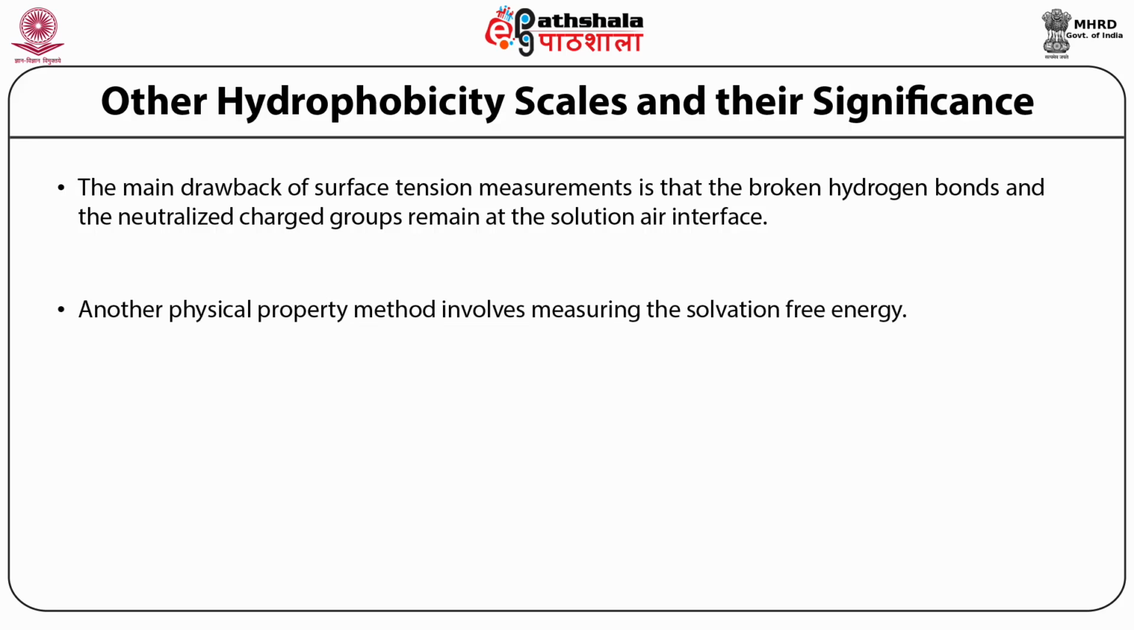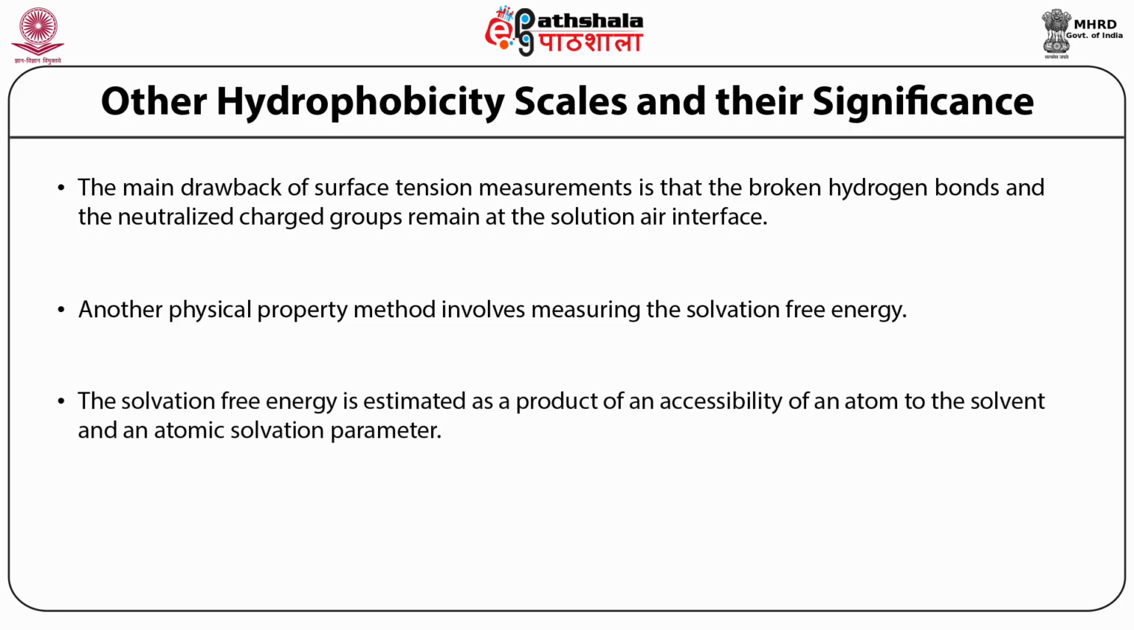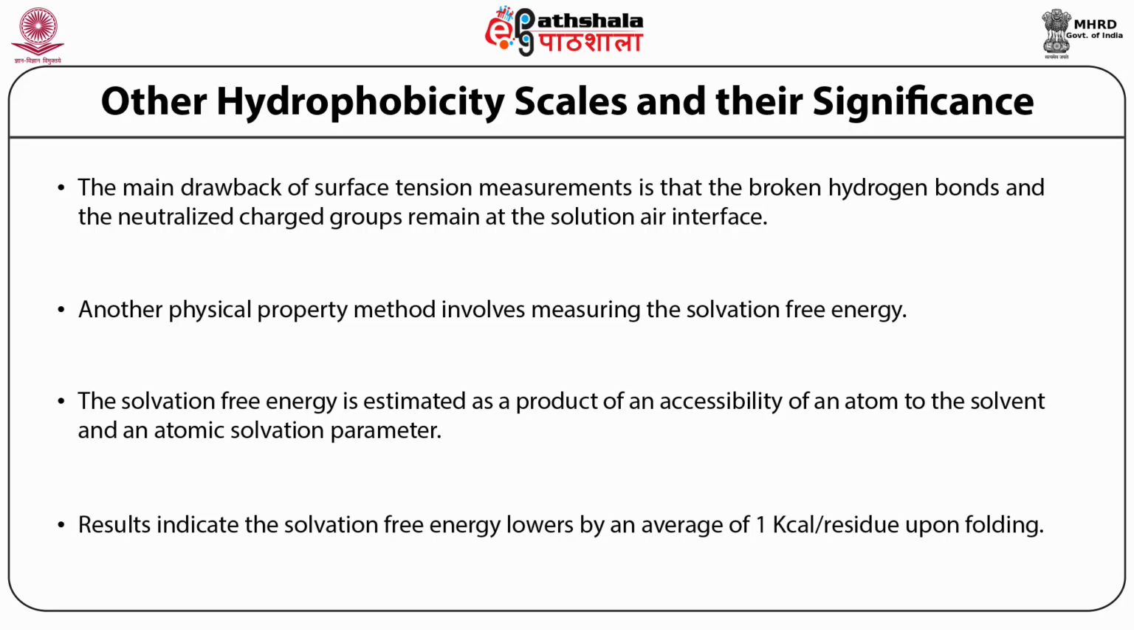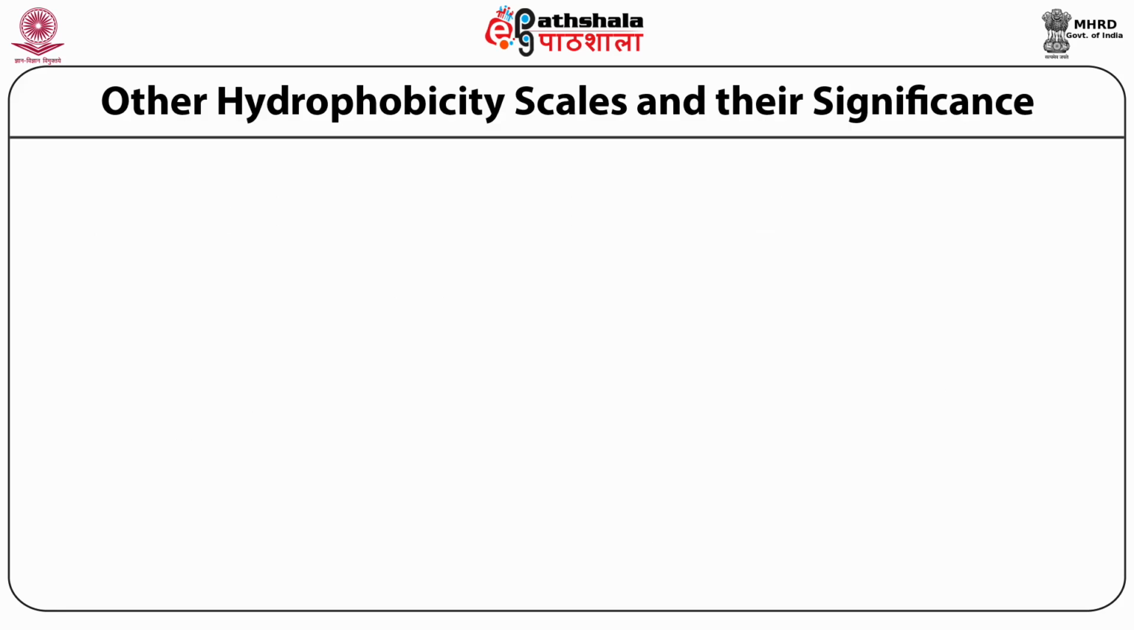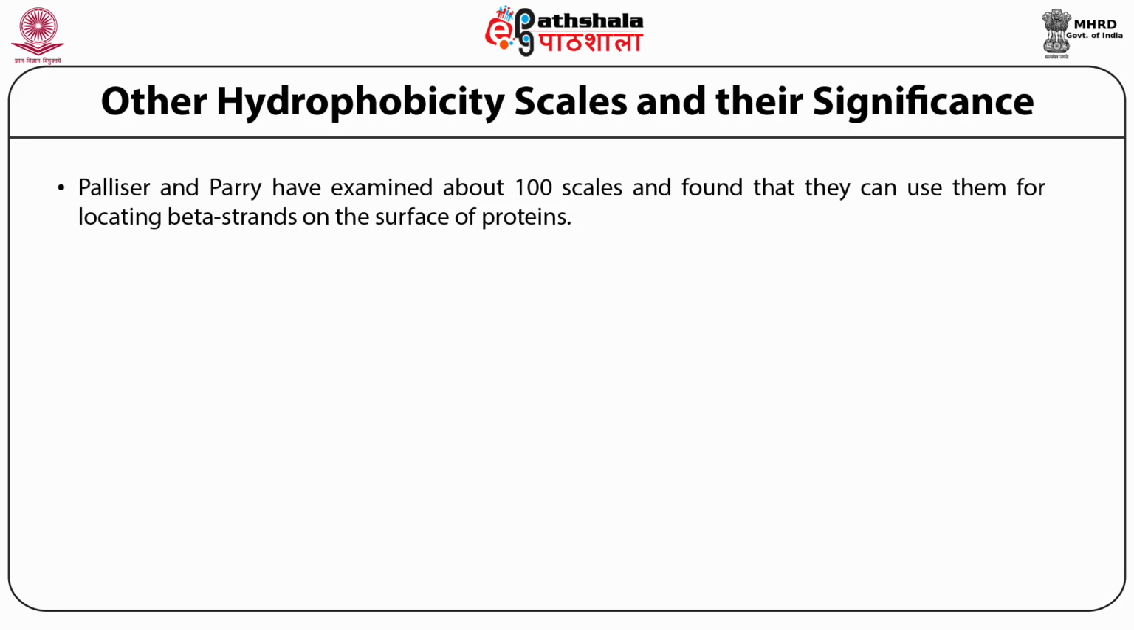Another physical property method involves measuring the solvation free energy. Solvation free energy is estimated as a product of the accessibility of an atom to the solvent and atomic solvation parameters. The result indicates the solvation free energy is lowered by an average of 1 kilocalorie per residue upon folding. Palliser and Perry explained about 100 scales and found that they can use them for locating beta strands on the surface of the protein.